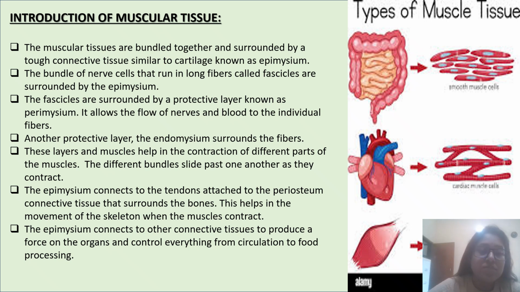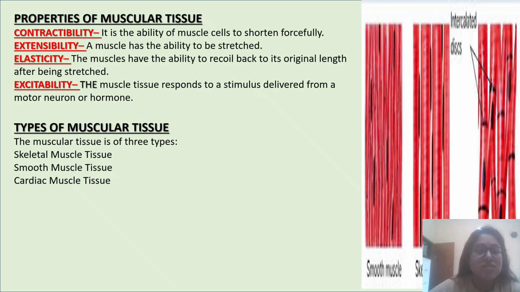The epimysium connects to the tendons attached to the periosteum, the connective tissue that surrounds the bones. This helps in the movement of the skeleton when the muscles contract. The epimysium connects to other connective tissue to produce a force on the organ and control everything from circulation to food processing. Next, properties of muscular tissue.